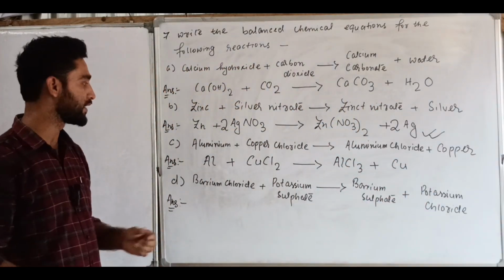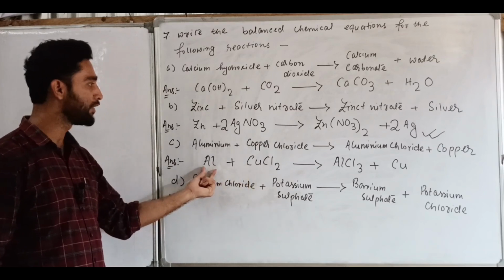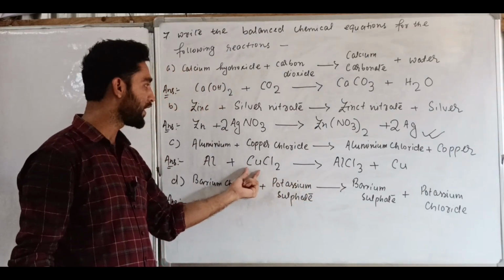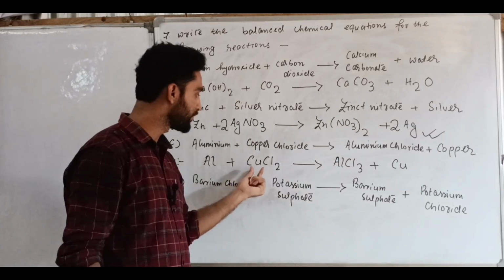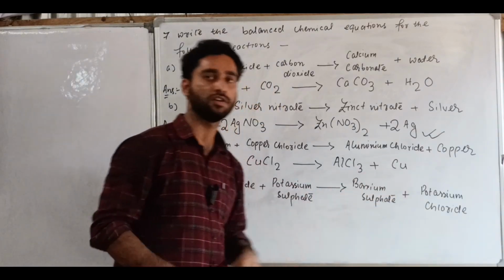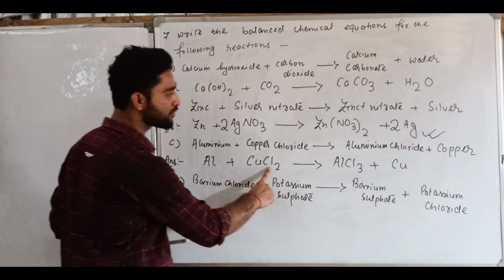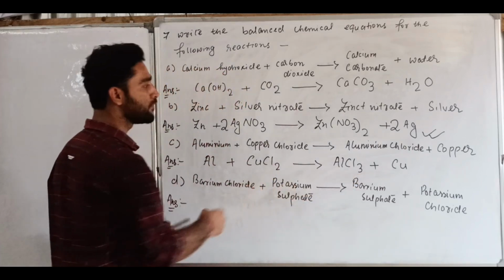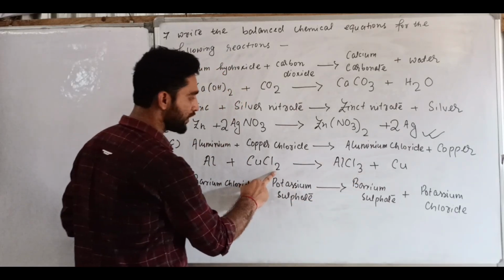Now try to balance. Here you see, aluminium is the metal, copper is the metal. So aluminium left hand side 1, right hand side 1, balanced. Copper, sorry, left hand side 1, right hand side also 1. Then non-metal chlorine. So this side chlorine is 2, this side chlorine is 3. Now first try to balance the chlorine. So how can you balance? So chlorine this side is 2.